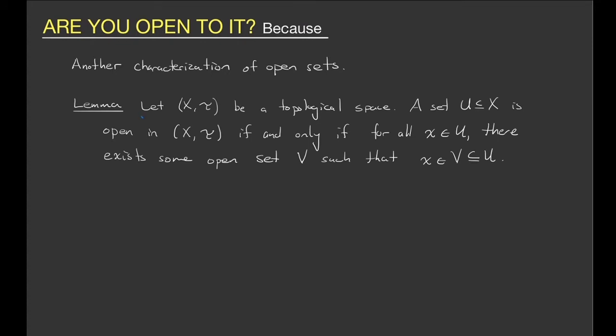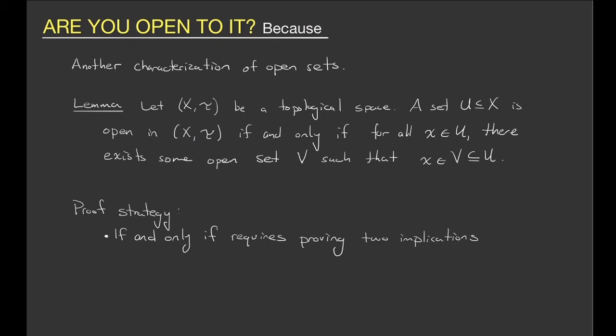If you've got a topological space, we would say a set U, which is a subset of X, is open if and only if for all the elements x of U, there exists some open set V that contains x and is contained in U. Now, this is an if and only if statement. If we wanted to prove this, our proof strategy would require us to prove in two different directions: we prove an implication going from, let's say, left to right and then right to left.